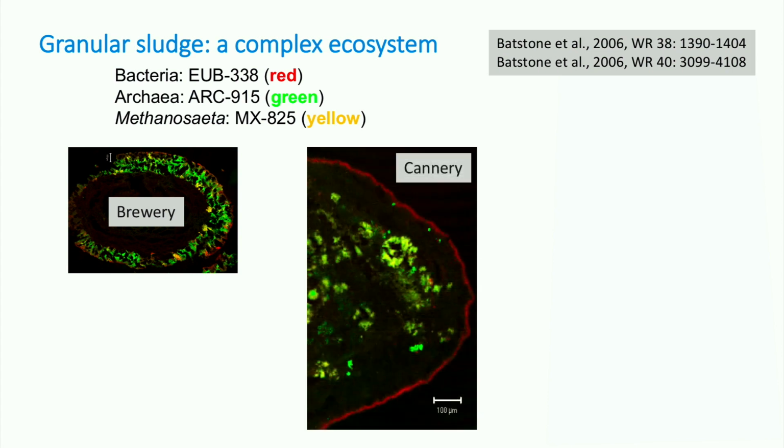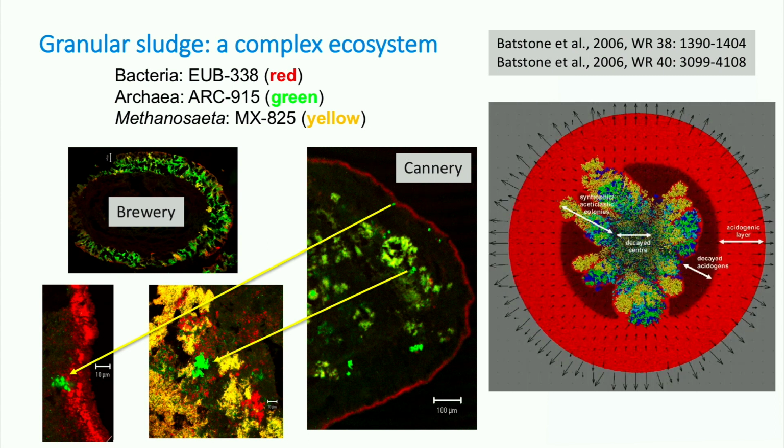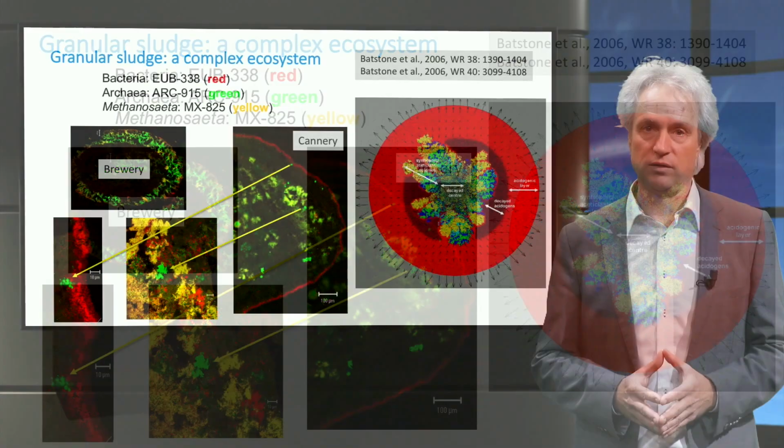A similar study was done with granules from an anaerobic reactor treating cannery wastewater, also containing sugars. An interesting detail here is the close association between the bacteria and hydrogenotrophic methanogens. Later, Bedstone and his group were able to model the growth and development of the various trophic groups inside anaerobic granular sludge using a kinetic model.